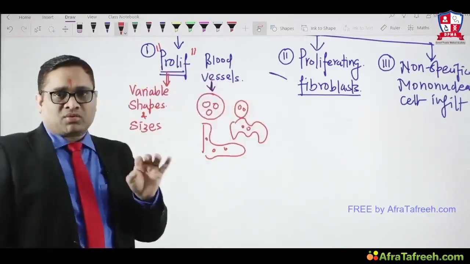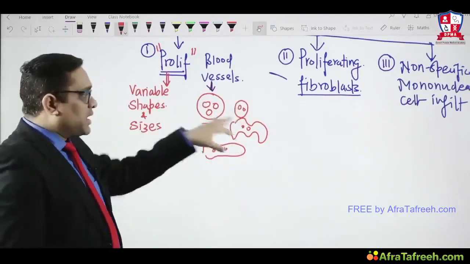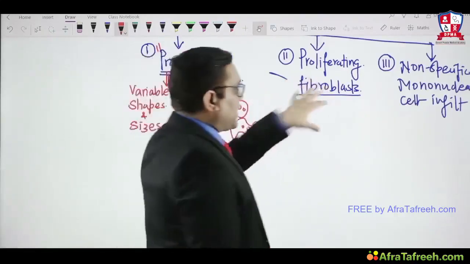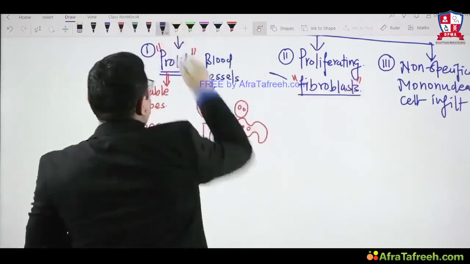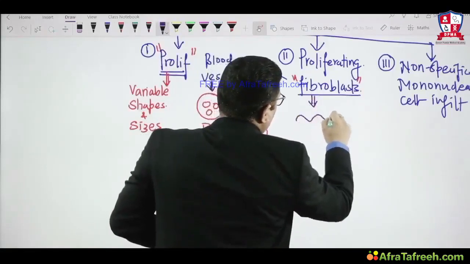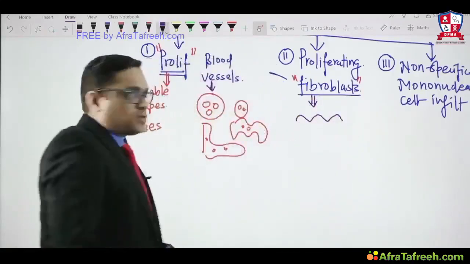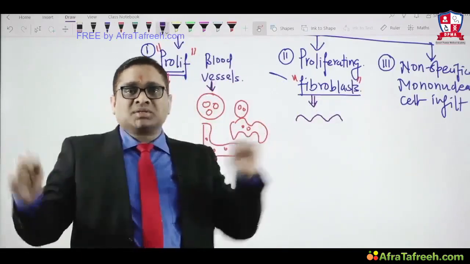So this is how we are going to identify proliferating blood vessels: variable shapes and sizes of the lumen containing RBCs. How are we going to identify fibroblasts? So now the challenge is for fibroblasts. How are you going to identify fibroblasts? These are wavy fibers. Normal fibroblasts are wavy fibers which will be parallel to the skin surface.